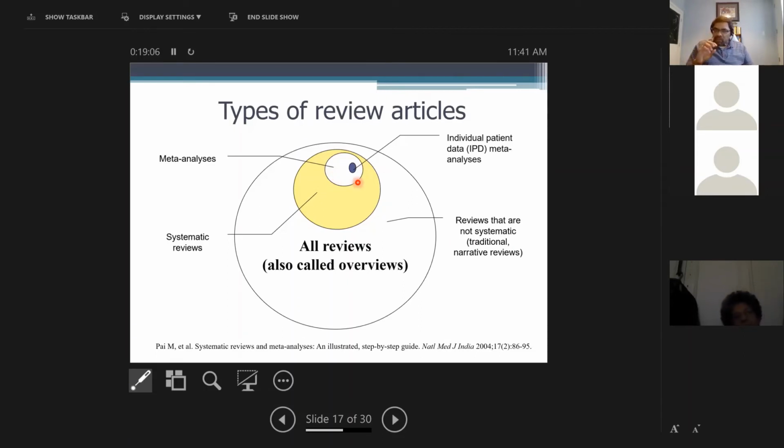Within systematic reviews, you can mathematically pool all the risk ratios, rate ratios, hazard ratios, sensitivity, specificity. Any number can be pooled by doing what we call a weighted average. If you did that, then you would have done a meta-analysis, right? And within a meta-analysis, there is something called individual patient data meta-analysis, where you actually get the raw data sets from various clinical trialists, and then you combine them yourself, right? If you did that, you would have done an individual patient data meta-analysis.